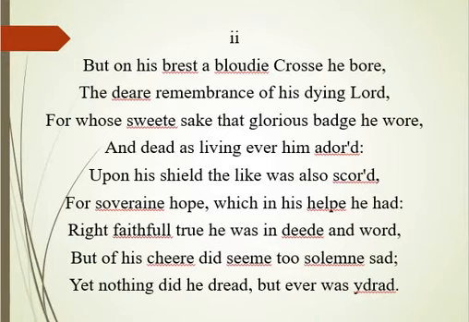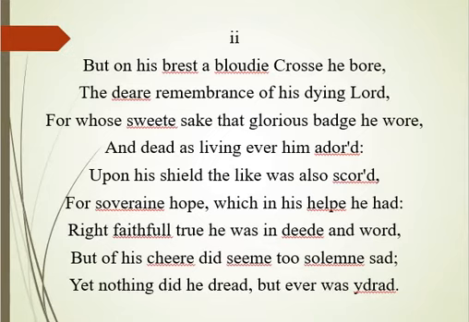So there was a mark on his shield also, and what was that mark? We can simply say that mark was the symbol of sovereign hope. He had that hope that he has the help of his master, and that was the reason it showed his hope, his expectations, that since he wearing the shield he received all the support of his master, as when he was living in this world. So right, faithful, true he was indeed and word.